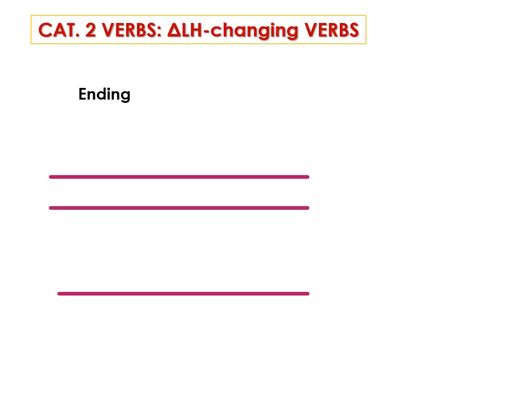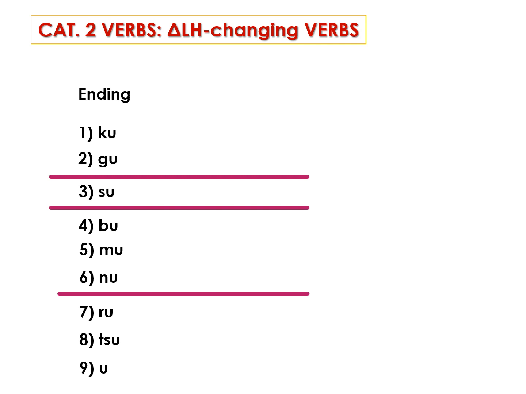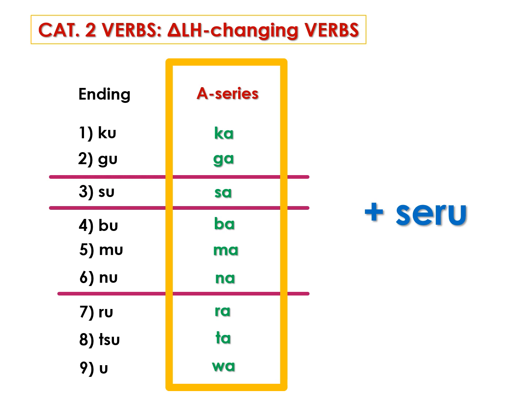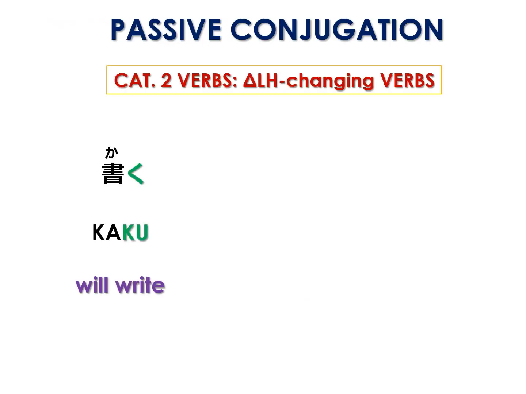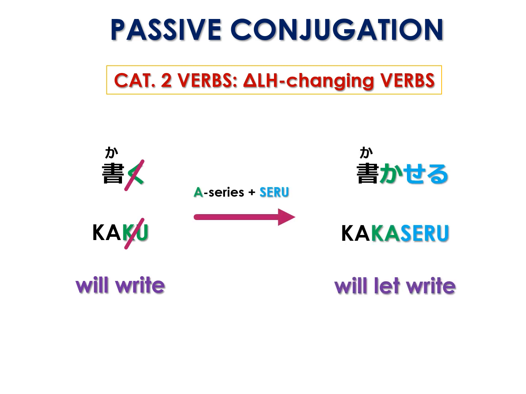As for the last hiragana changing verbs or category 2 verbs, here are the 9 kinds of endings. Ku, gu, su, bu, mu, nu, ru, tsu, and u. These endings change to the A series, turning to ka, ga, sa, ba, ma, na, ra, ta, and wa, and to these we add seru. The new verb behaves like a category 1 or ru-dropping verb now. For example, the verb kaku, will write. Change the ku ending to the A series, ka, and add seru. So kaku becomes kakaseru, to let someone write.